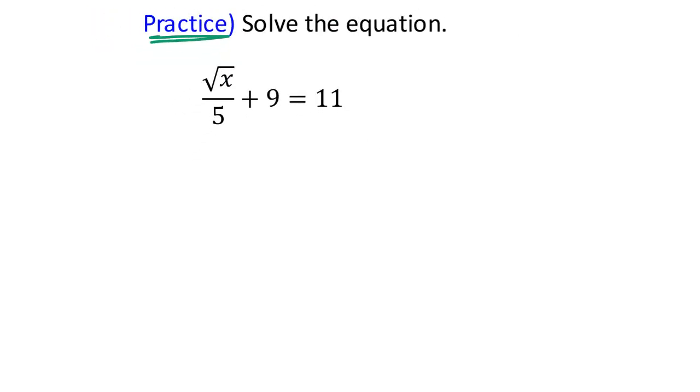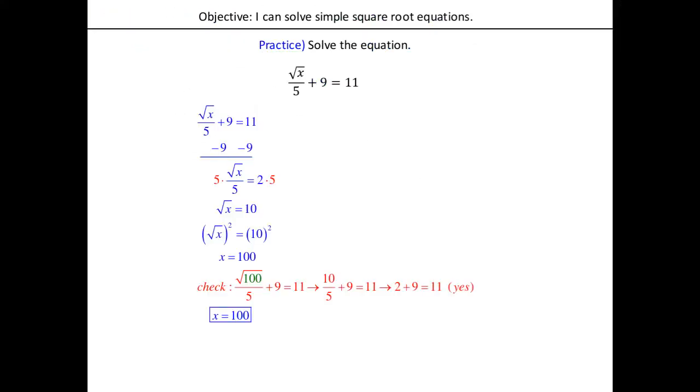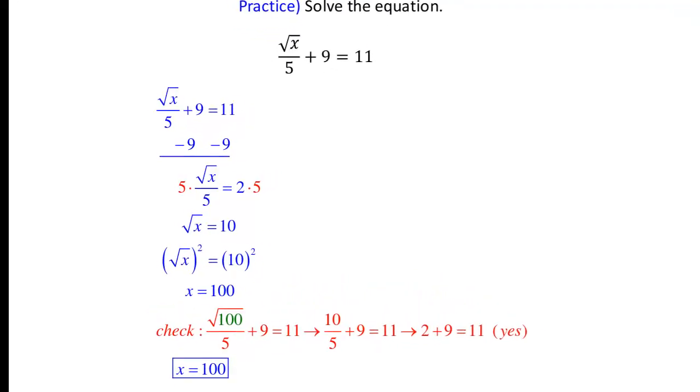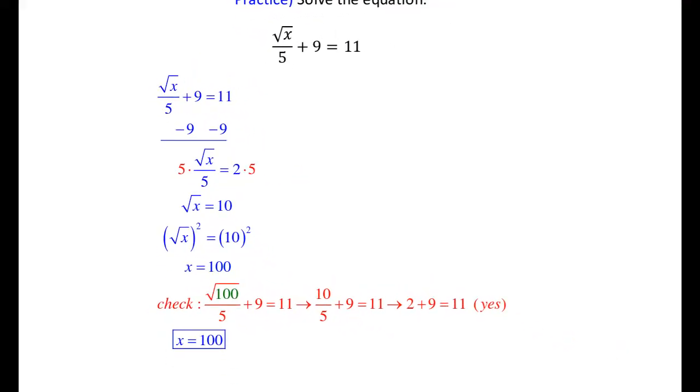All right, I was walking around and it looks pretty good for the most part. So here's the solution. Just so you can see, we're supposed to add 9 to both sides. That gives us 2. And then to get rid of the 5, you multiply by 5 to both sides. That way the 5's cancel, and 2 times 5 gives you 10. You square both sides, takes the square root, cancel out the squared. That gives us 100.